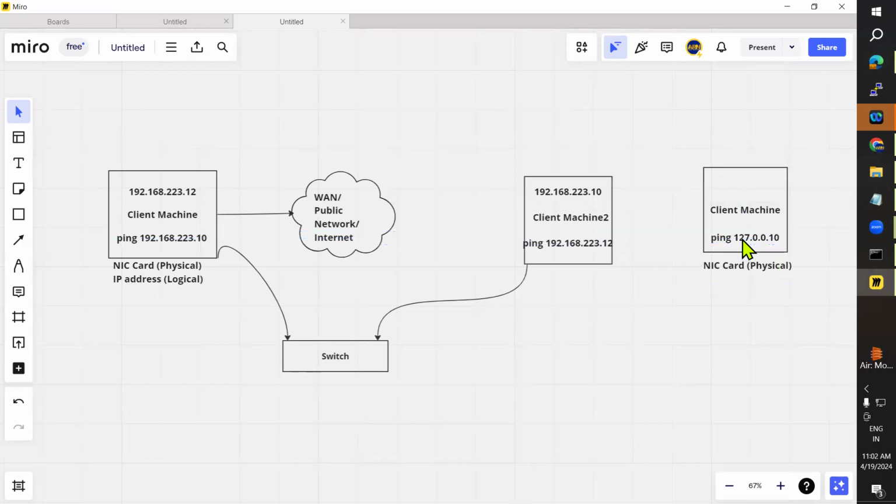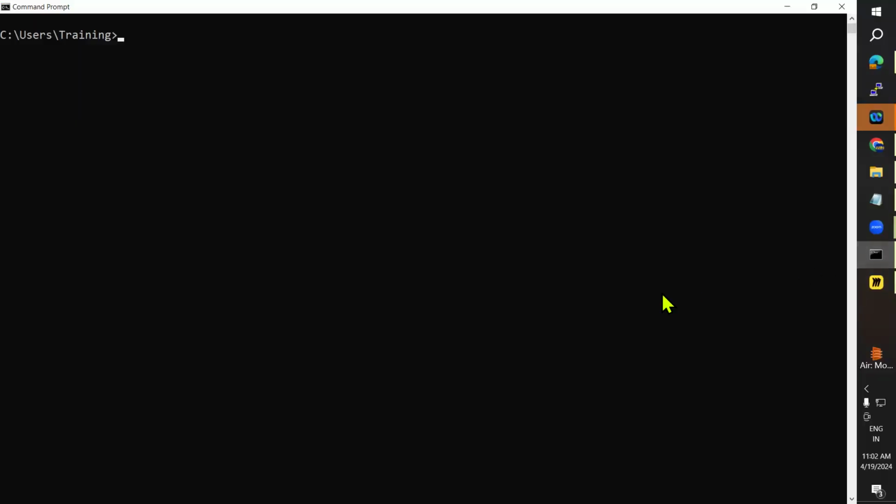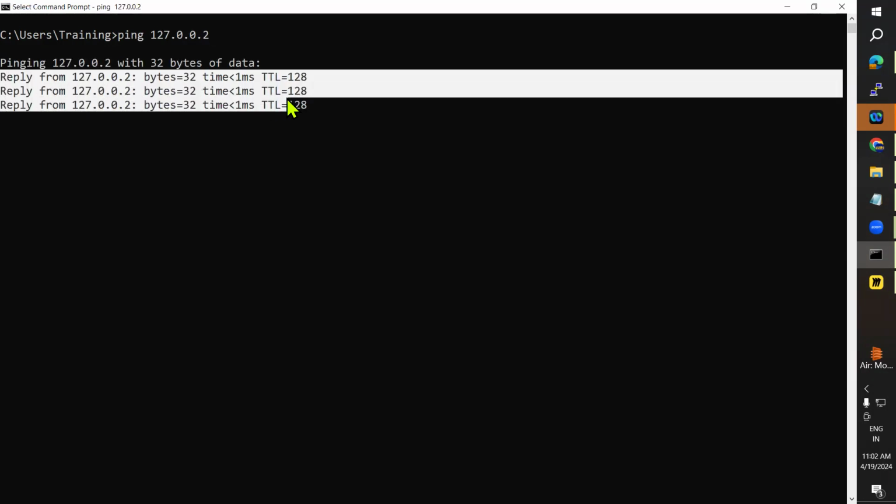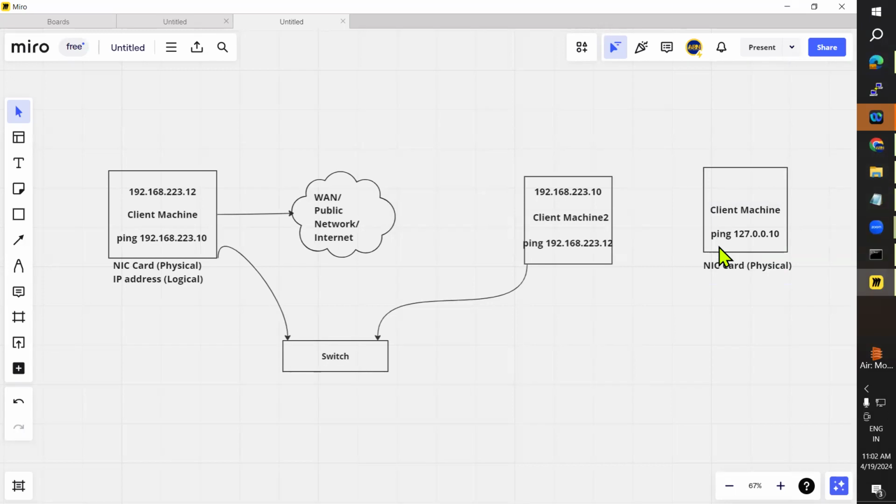So if you get the response like this, then your NIC card is fine. Your NIC card is functioning. There is no issue. So we can use the loopback address to check the NIC card, whether the NIC card is functioning, working or not. Okay.